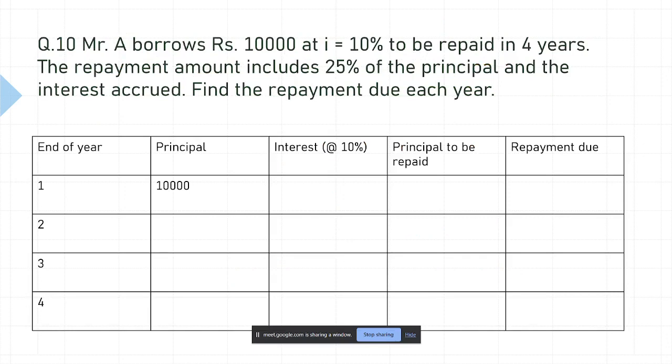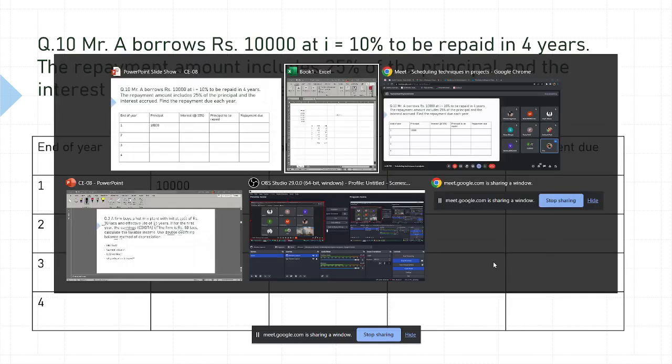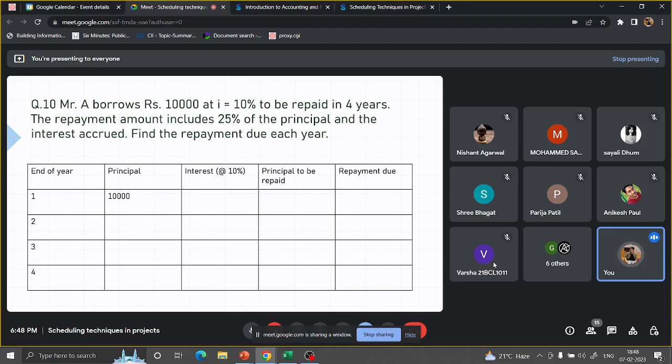Now coming to a loan repayment problem. Mr. A borrows rupees 10,000 at I equal to 10% to be repaid in 4 years. The repayment amount includes 25% of the principal and the interest accrued. Find the repayment due each year. So can you guys calculate it? Does anybody have any problem understanding this question?